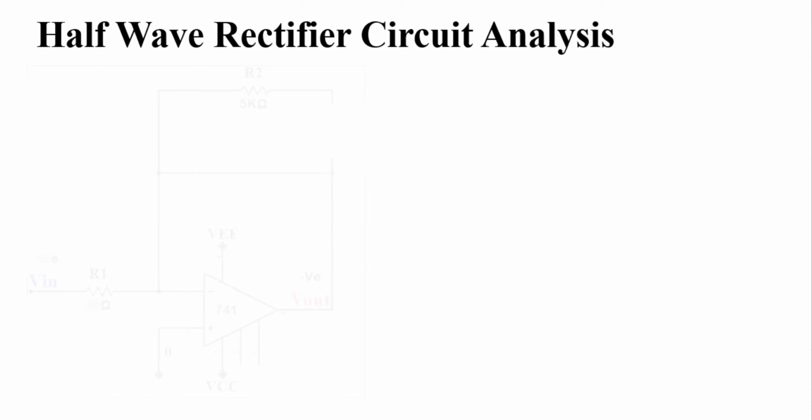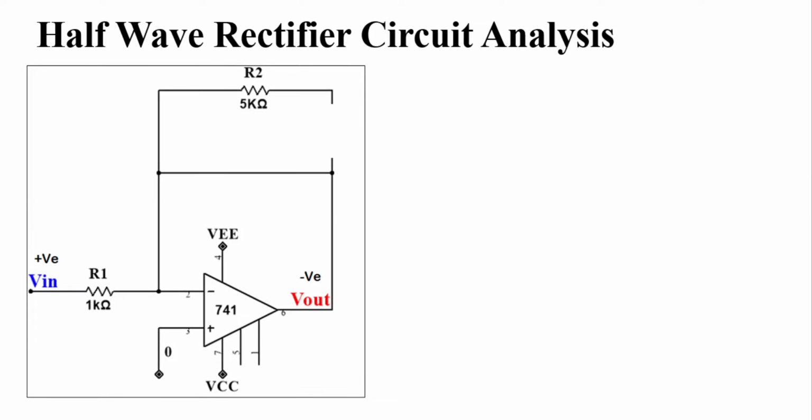Now let us try to understand the working of this particular circuit. Here we have the half-wave rectifier using two diodes, in which suppose we provide a positive voltage at the input, the output will try to become negative. Why? Because the input is provided to the inverting terminal. An inverting amplifier always generates an output which is 180 degrees out of phase compared to the input signal. So that means if you provide positive voltage, you will get a negative voltage.